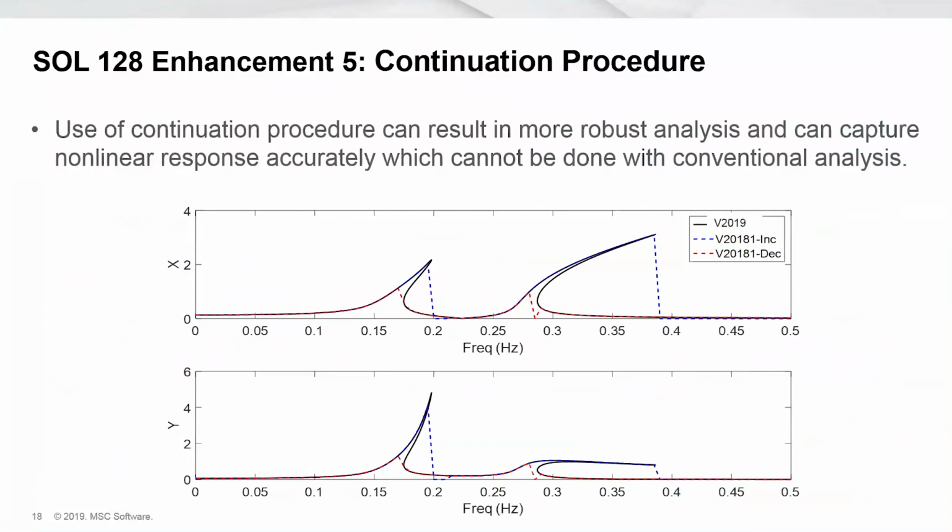Next enhancement is the continuation procedure. For certain nonlinear problems, use of the continuation procedure can result in more robust analysis and can capture nonlinear response accurately, which cannot be done with conventional analysis. In the continuation procedure, excitation frequency is treated as a dependent variable along with the rest of the harmonic state variables. This is why the problem size is increased by 1, and an additional equation is required to solve the system. This is currently available only for frequency-independent analysis, and in the next releases, we'll add frequency-dependent analysis as well.